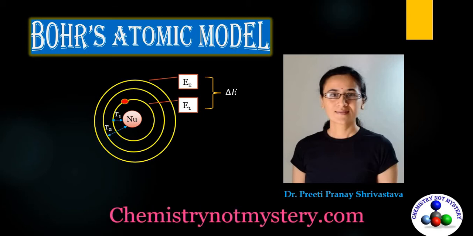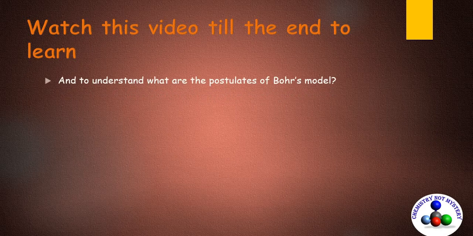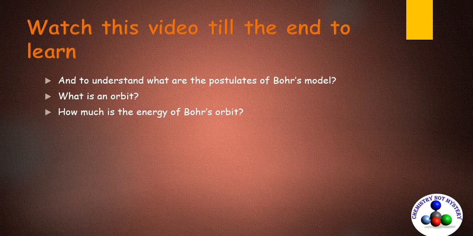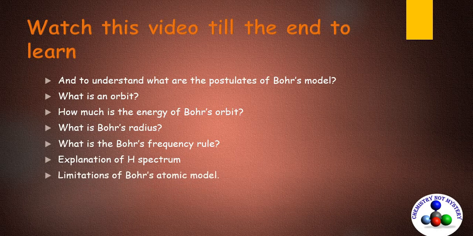Today's topic is Bohr's atomic model. Watch this video till the end to learn all about Bohr's atomic model and to understand what are the postulates of Bohr's model. What is an orbit? How much is the energy of Bohr's orbit? What is Bohr's radius? What is the Bohr's frequency rule? Explanation of hydrogen spectrum by Bohr and the limitations of Bohr's atomic model.